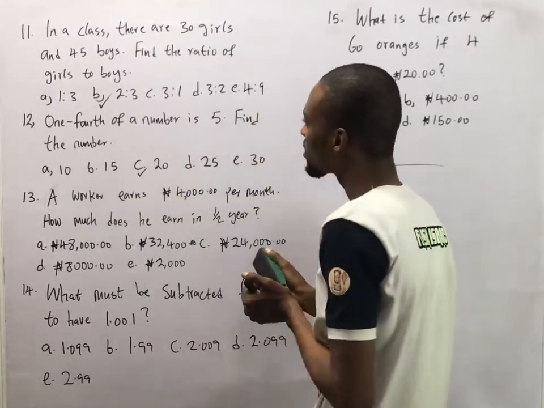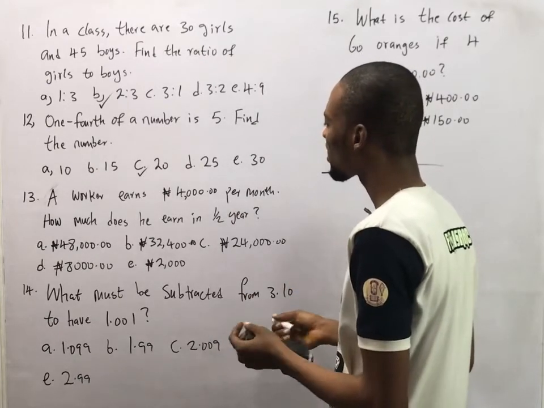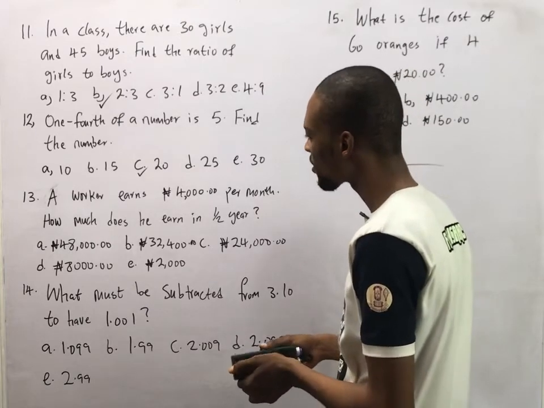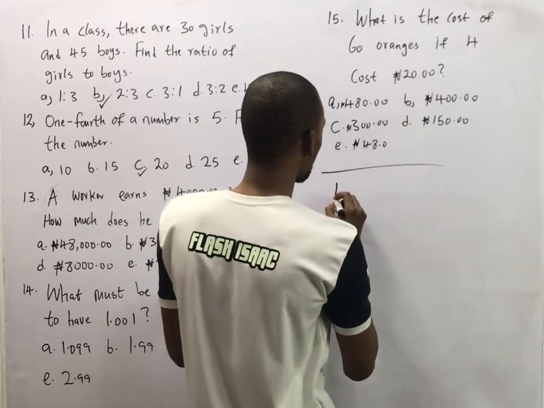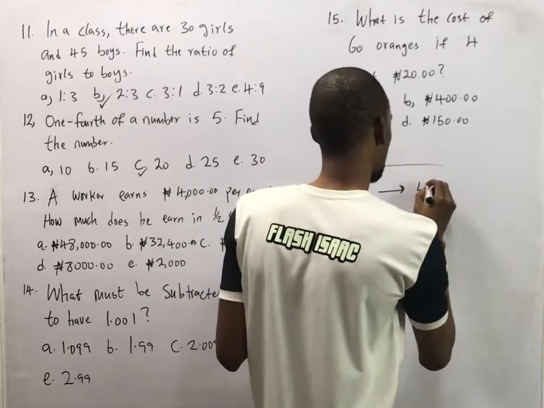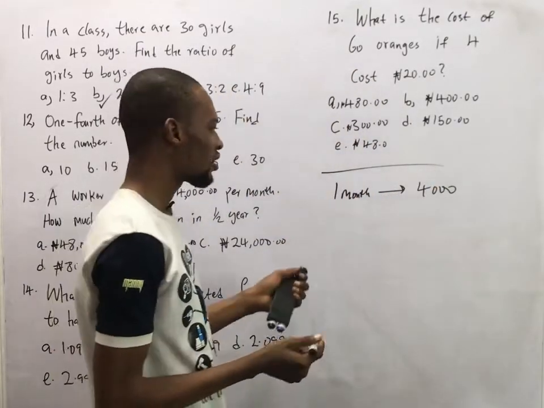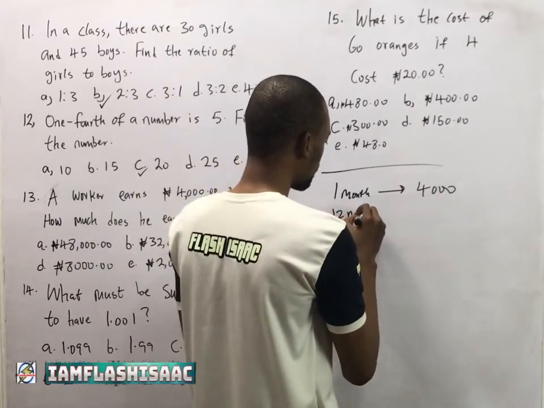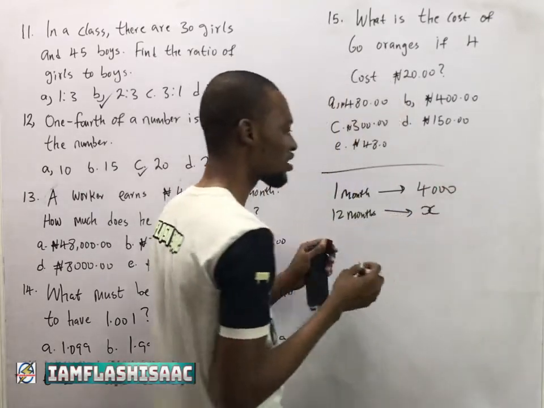The next question says, a worker earns 4,000 naira per month. How much does he earn in half a year? So in 1 month he earns 4,000 naira. Now 1 year is 12 months, right? So that means in 12 months he earns, let's say S, because we don't know.